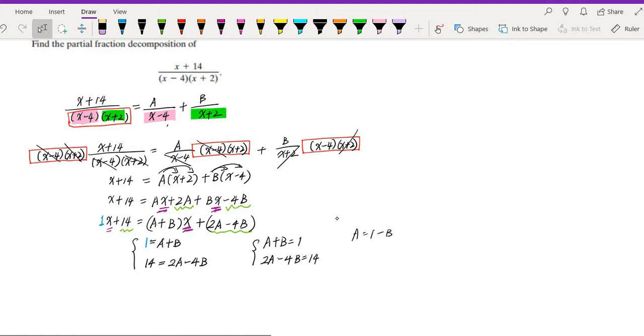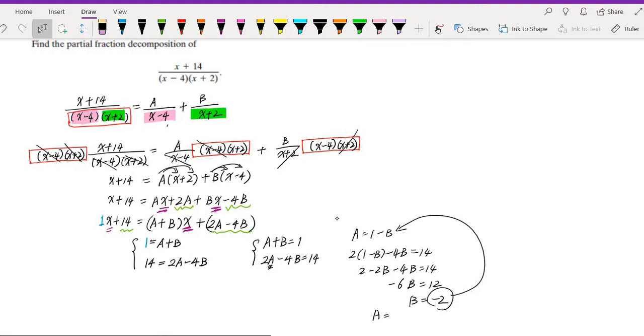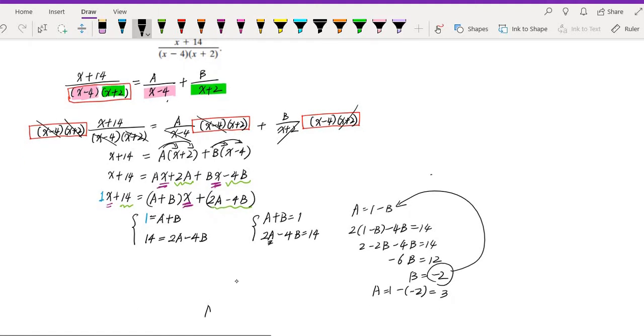And then we're going to bring this to the second equation here. That will be 2 times 1 minus b minus 4b equal to 14. Distribution: 2 minus 2b minus 4b equal to 14. So that will be negative 6b equal to 12, b equal to negative 2. Once we have this, we'll bring it to here. That will be a equal to 1 minus negative 2, which is 3. So we solved for a right here. Our a is 3, and b is negative 2.